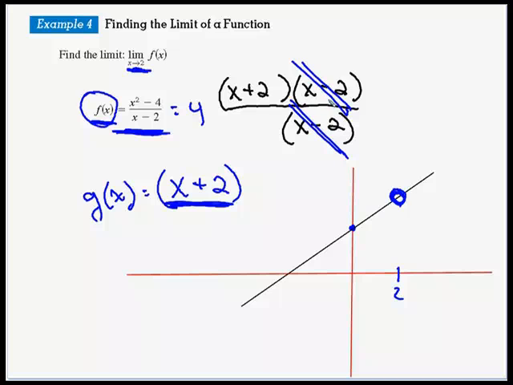When we factored and canceled, it's like we paved over the hole. This function had a hole in the graph at 2. When we factored and eliminated, we paved over the hole. And now our graph is x plus 2, which is a continuous line with no hole at that point.